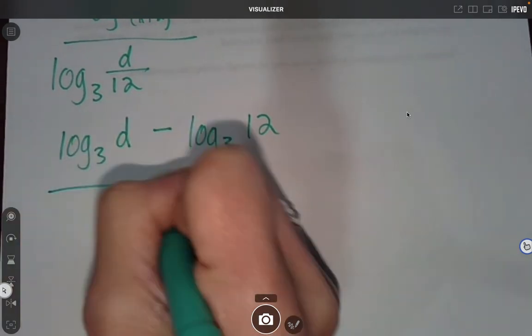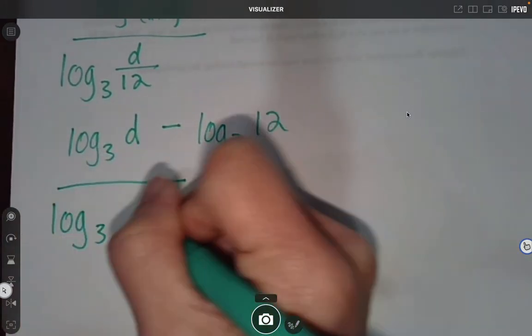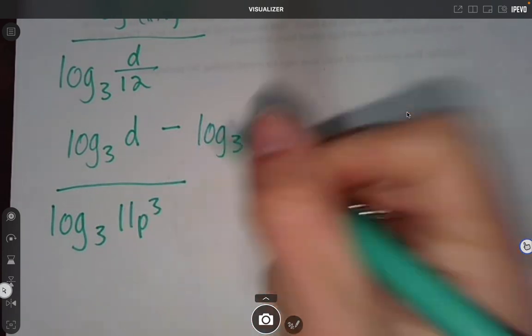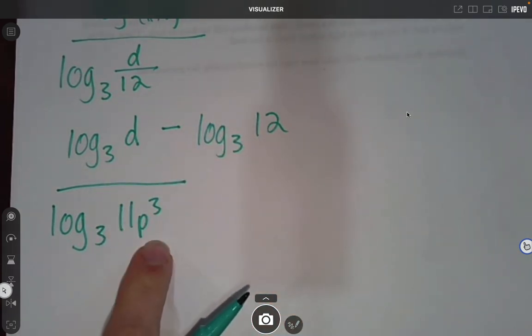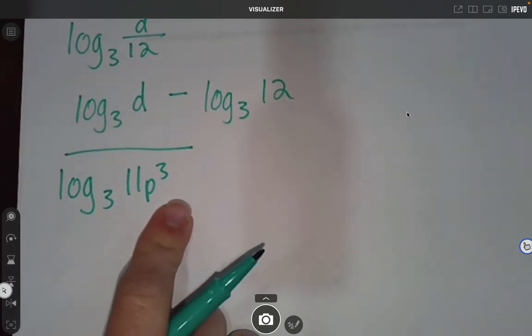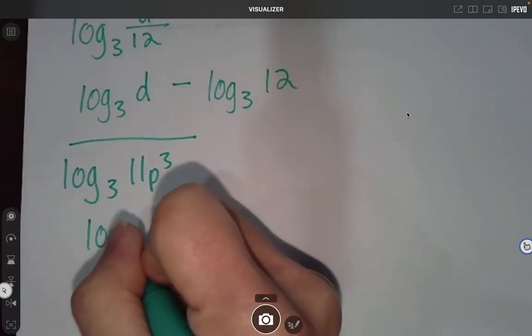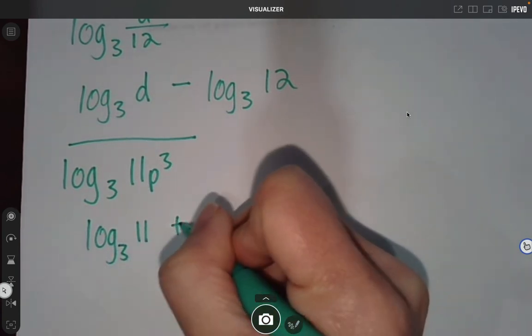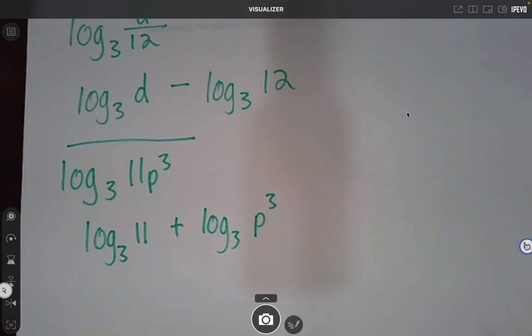Okay? So this one they want us to expand log base 3 of 11p to the third. So the first thing I'm looking at is multiplication of 11 and the p to the third. So when it's multiplication, what sign do I use? Addition. So I'm going to say log base 3 of 11 plus log base 3 of p to the third. There's one more step. There's a 3 in the front.